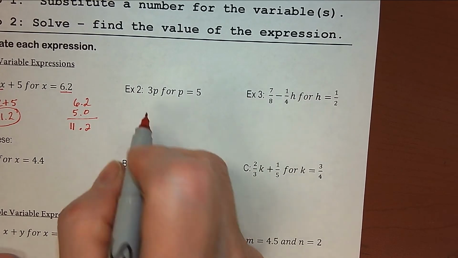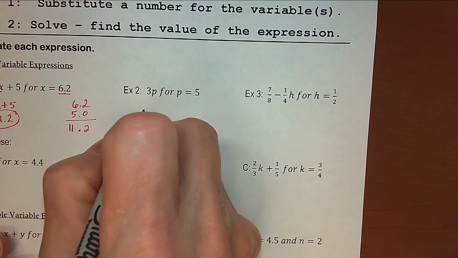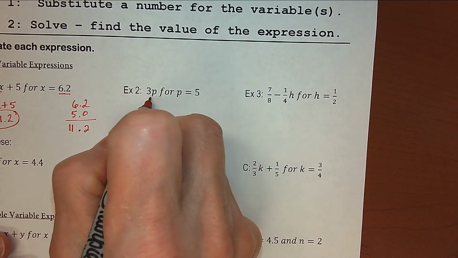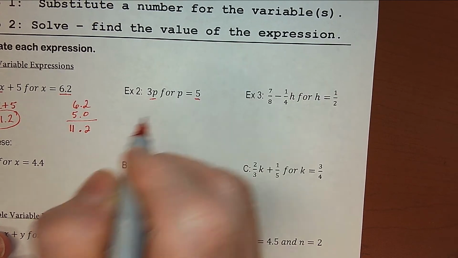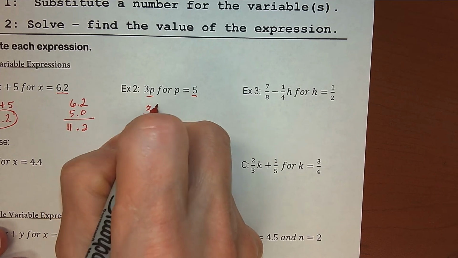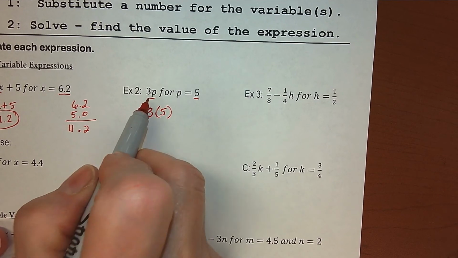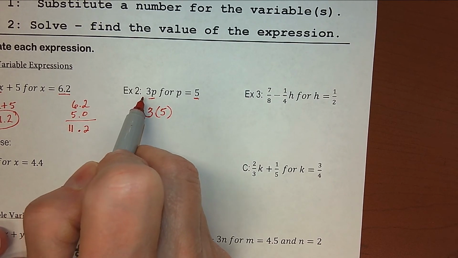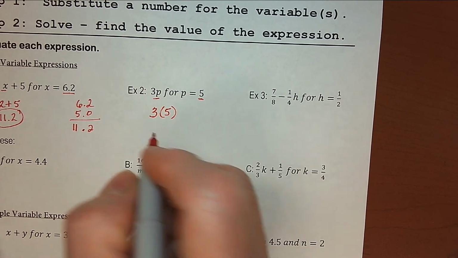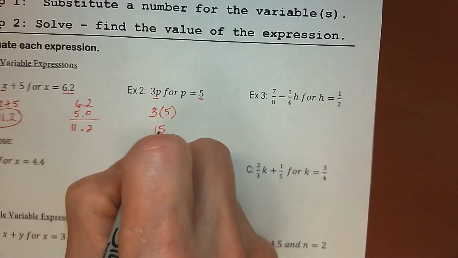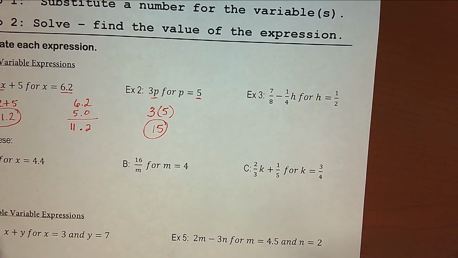Alrighty, and then 3p. For p equals 5. That means we're going to substitute 5 in for p. So this becomes 3 times 5. Remember, when we don't have an operation symbol between a coefficient and a variable, it means that we're multiplying. And so, of course, our answer here is 15. 3 times 5 is 15.